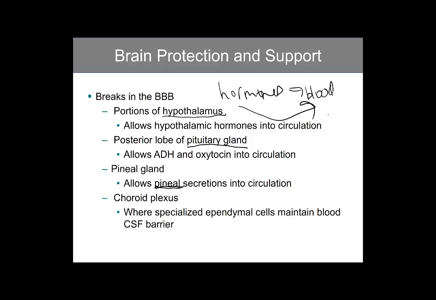The other break that we find is at the level of the choroid plexus. And again, since it's the role of the ependymal cells of the choroid plexus to create cerebrospinal fluid, you have to have blood as a precursor, because blood gives rise to cerebrospinal fluid. Or it may be better to say that cerebrospinal fluid stems from blood. So a break there makes sense as well.